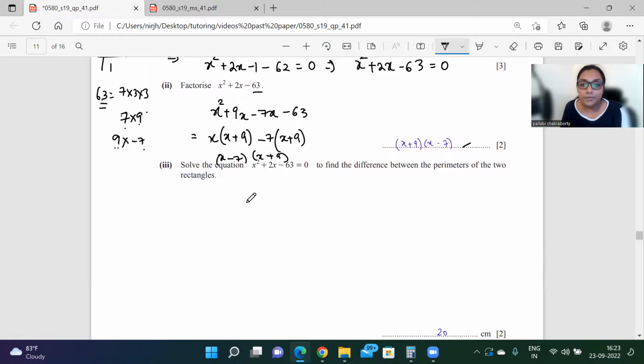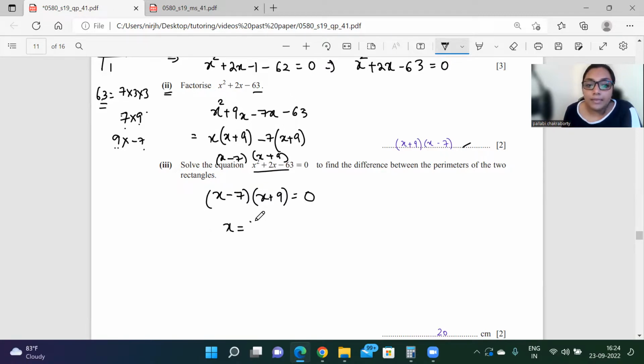Moving on, solve the equation. Now you have to solve it to find the difference between the perimeters of the two rectangles. So you have x minus 7 and you have x plus 9. I have already factorized it, so I'm using it from the second part, right? Is equal to 0. This can be written like this, right? So you're getting two values of x. x is equal to 7 and x is equal to minus 9.